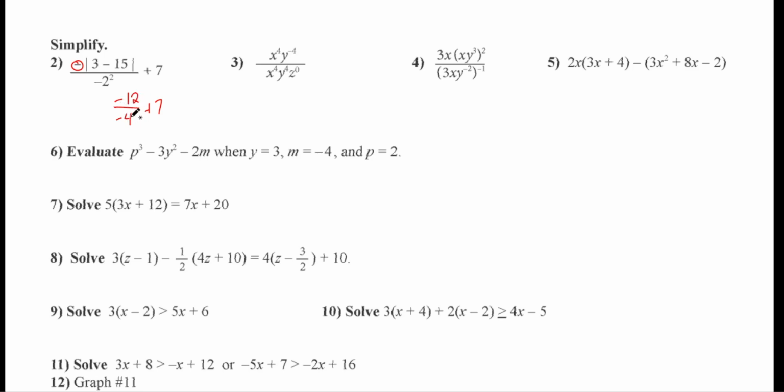Negative 12 divided by negative 4, what's that? Positive 3. Plus 7 is 10. Easy. What about this one?